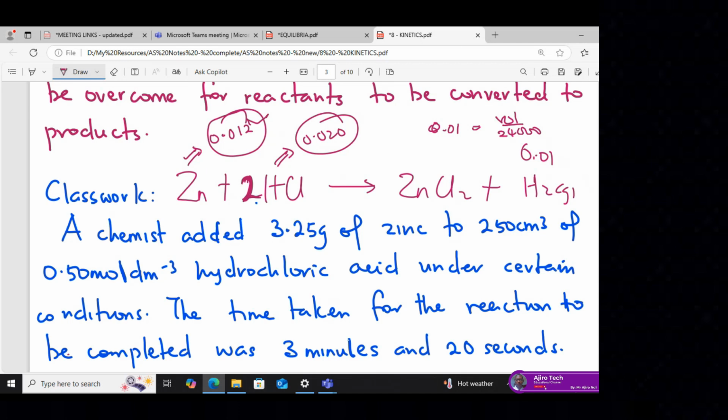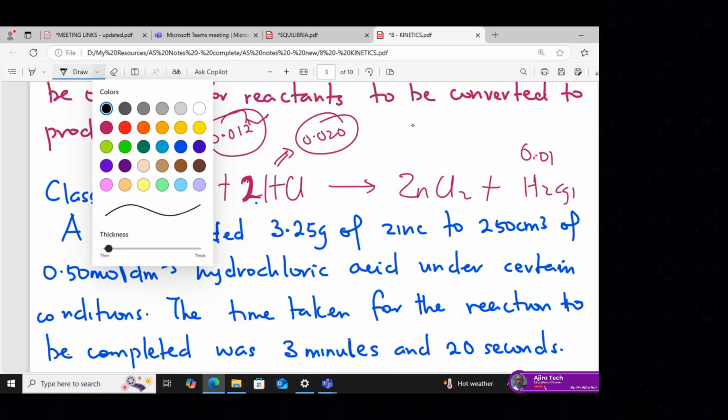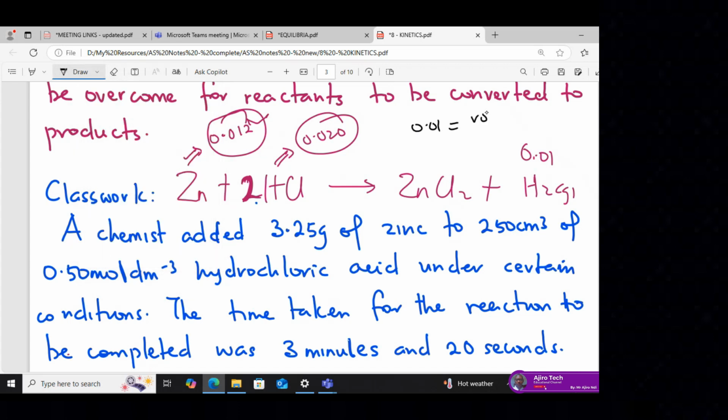240 cm cube. We say the mole of hydrogen is 0.01. We don't know the volume. Molar volume is 24,000, so the volume should be 240 cm cube. Are you there? So that's what hydrogen produced. Now come back here.